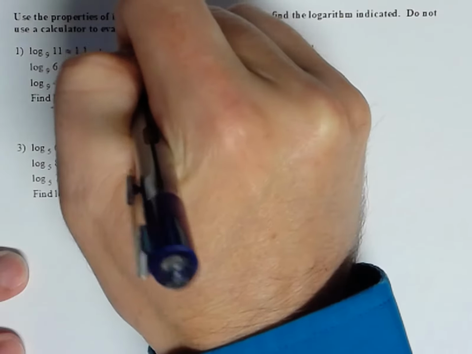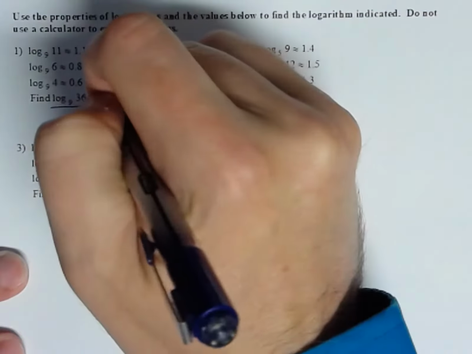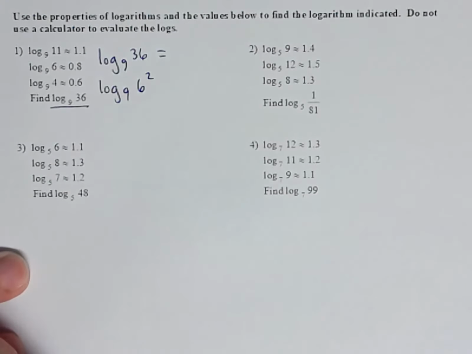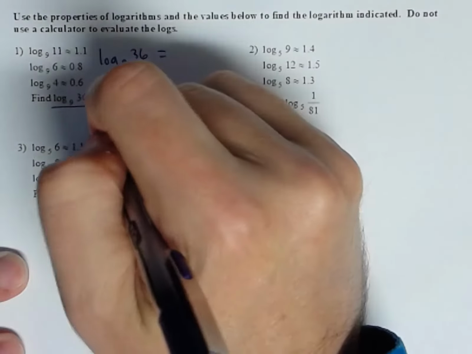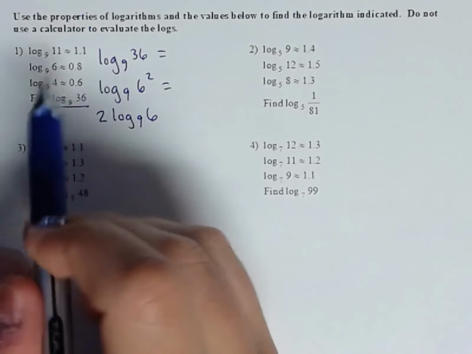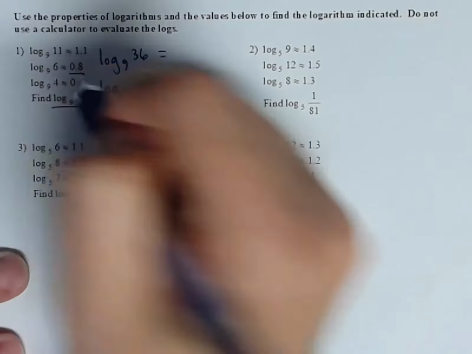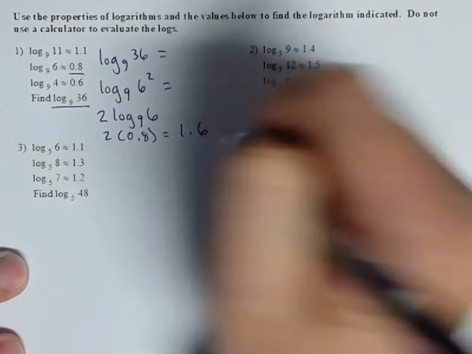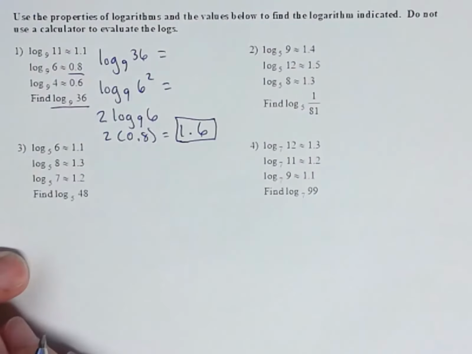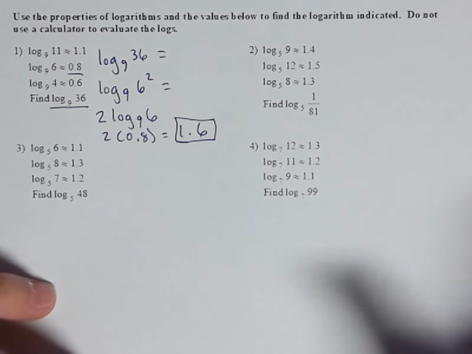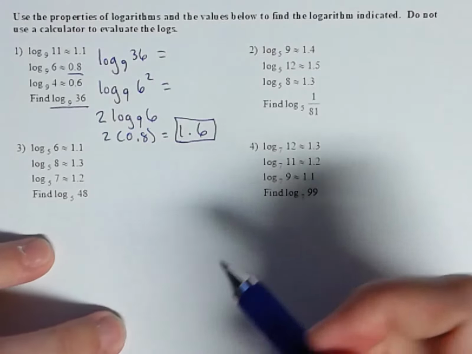Log base 9 of 36, isn't that the same as the log base 9 of 6 squared? Because 36 is 6 squared, right? Which we could write as 2 times the log base 9 of 6. The log base 9 of 6, they told us, is 0.8, so this is the same as 2 times 0.8, which is going to be 1.6. Does that kind of make sense? So we're just applying what they gave us with our log properties to figure this out. Let's look at the next one.